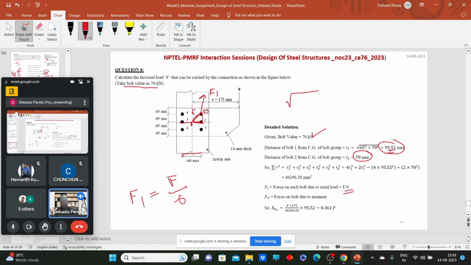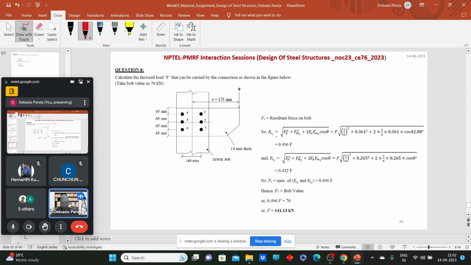Now I need to calculate the value of F2. So F2 will be F·R by the summation of R square. So here this R will be R1, right? While calculating the summation of R square, we need to consider bolts 1, 4, 5, 2, all of these. So quickly solve it, because we need to calculate the F2 forces first.